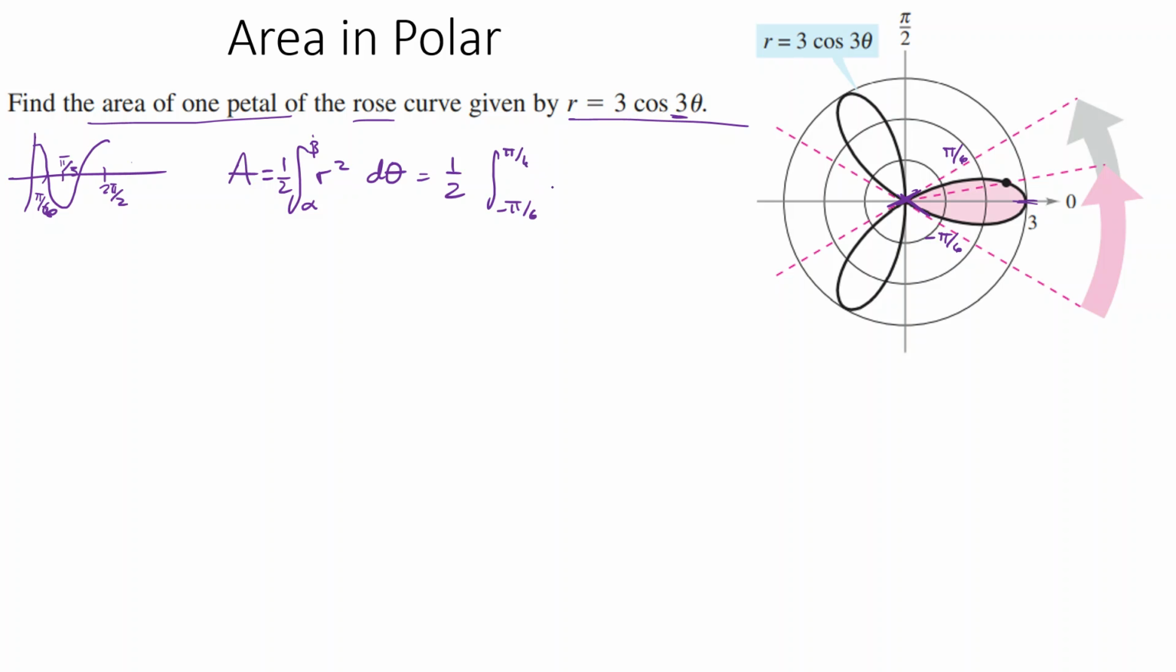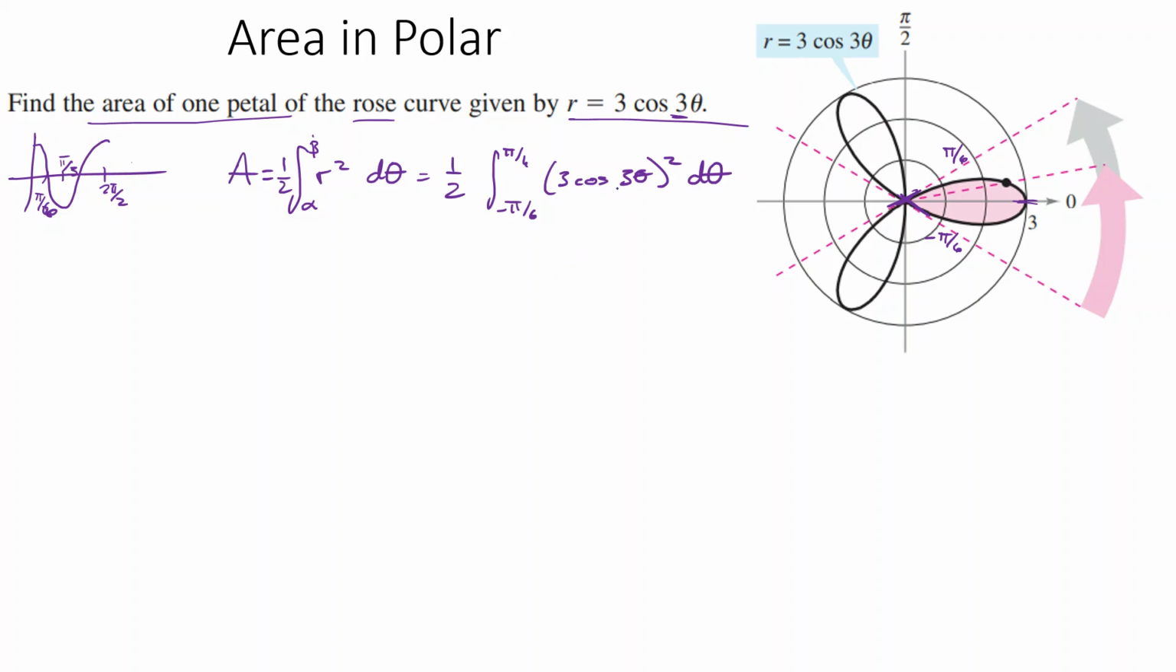I was looking at the 3 here. I was getting ahead of myself. And then we've got r, which is this guy. So 3 cosine of 3 theta squared d theta. All right, so we can try and integrate that.